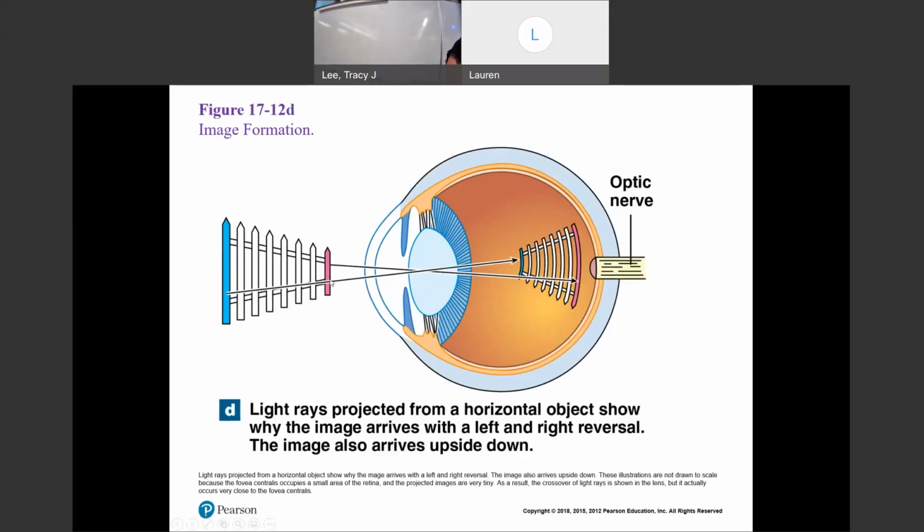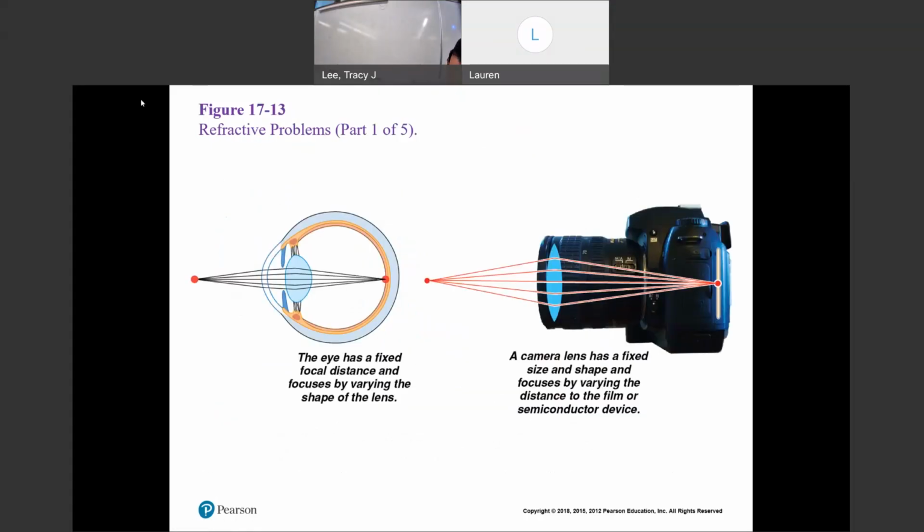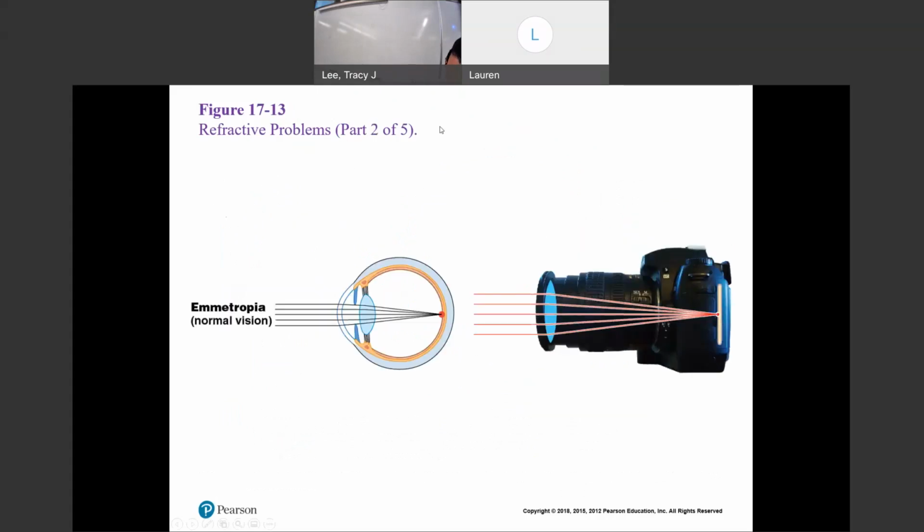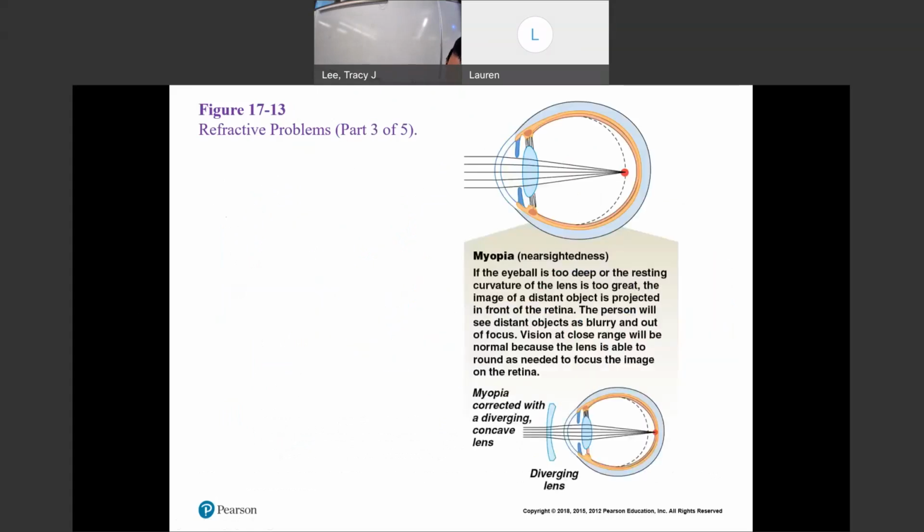And they flip backwards. So on this one, the closest to the eye is the pink. Back here, it's the farthest from the eye. And then, like I said, your eye turns it around. All right.